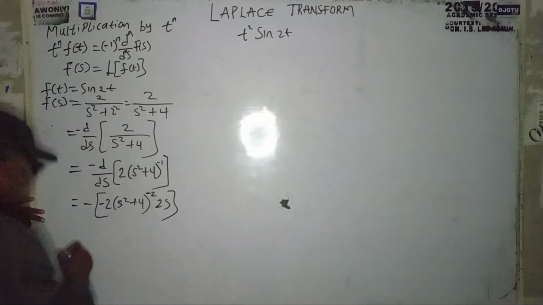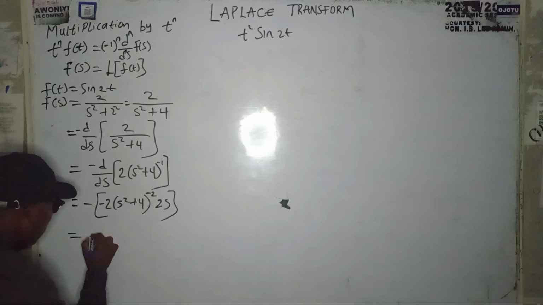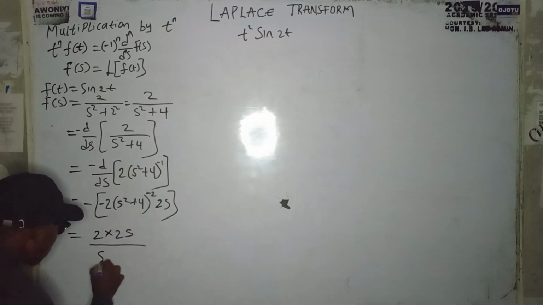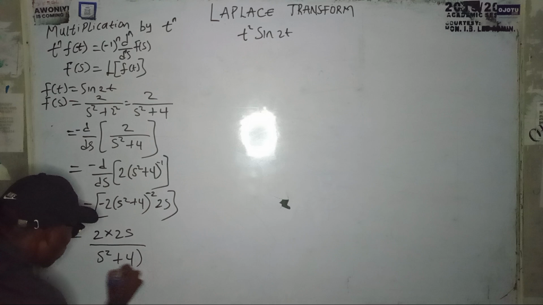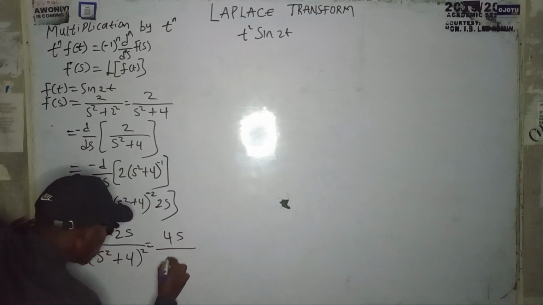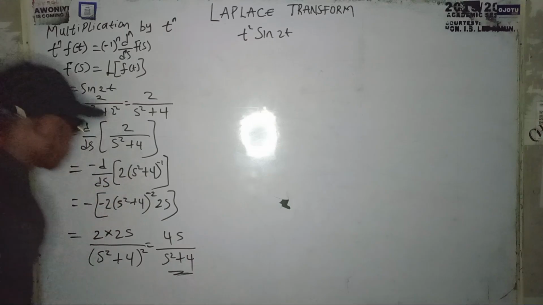So the simplification of this is, when the minus multiplies the minus here, we have 2 times 2s, that is 2 times 2s over, we bring the minus power down again, s squared plus 4 all squared. This equals 4s over s squared plus 4 all squared. Now this is for the first differentiation.